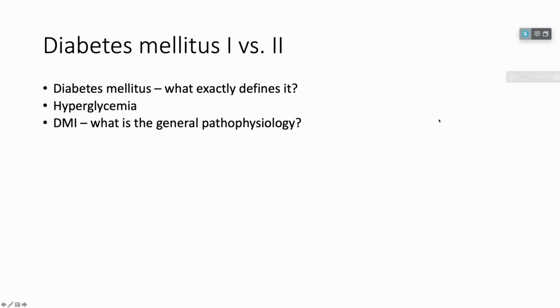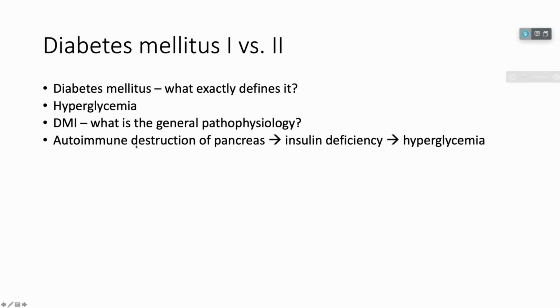Okay, so for diabetes type 1, Catherine, what is the general pathophysiology, just generally speaking? Okay, so I guess a decrease in insulin causing an increase in glucose. Perfect. Yeah, exactly. It's usually autoimmune destruction of the pancreas, which leads to a relative insulin deficiency, which leads to too much blood sugar. Great. So Danielle, this is a harder question. What's the general pathophysiology of diabetes type 2?